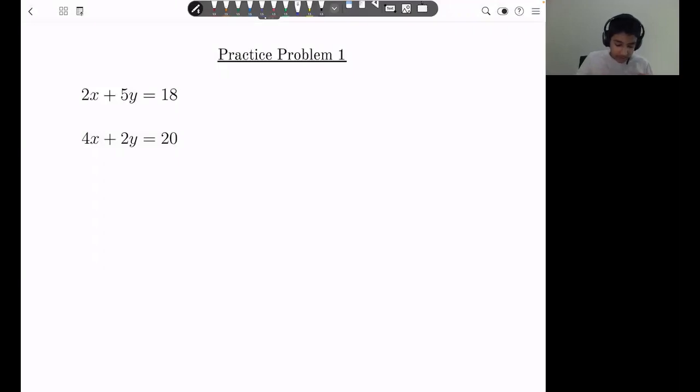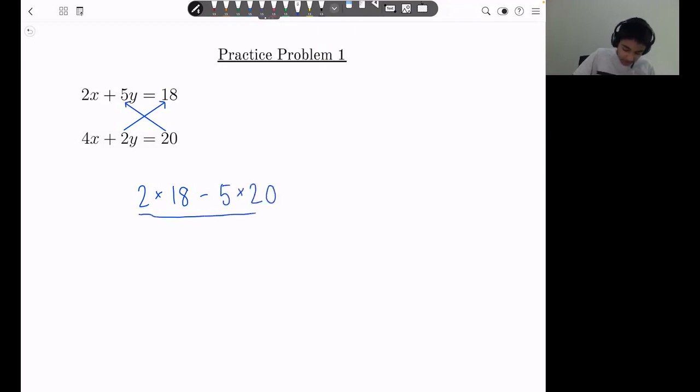So we're given two equations right here. So let's apply the same diagonal product method again. So we do 2 times 18. 2 times 18 minus 20 times 5. So minus 5 times 20 divided by, and then we take the diagonal products on the other side. So 2 times 2. 2 times 2 minus 4 times 5. So minus the value of 4 times 5.